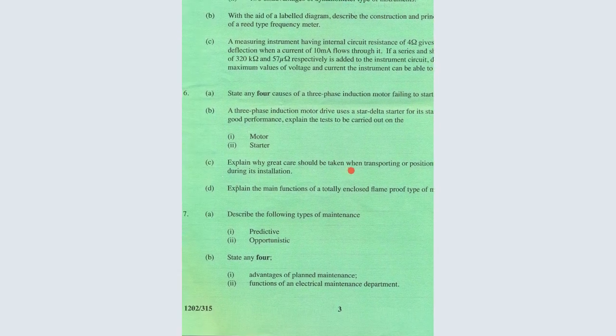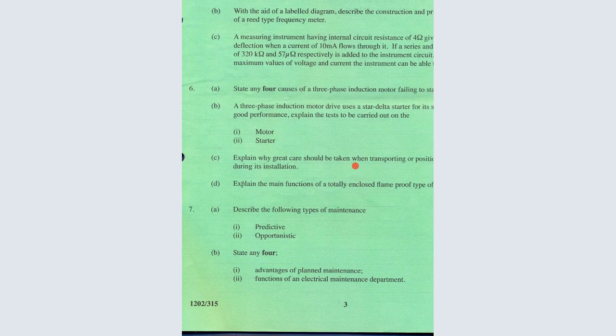Okay. Describe the following, that is number 7. Describe the following types of maintenance: predictive and opportunistic. Can you say something? Predictive maintenance is to predict before the fault occurs on the equipment. Meaning you try to do maintenance before the fault occurs. You don't wait for the fault and then maintain. What about opportunistic?